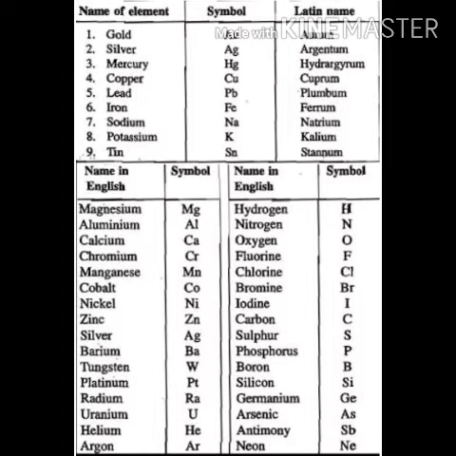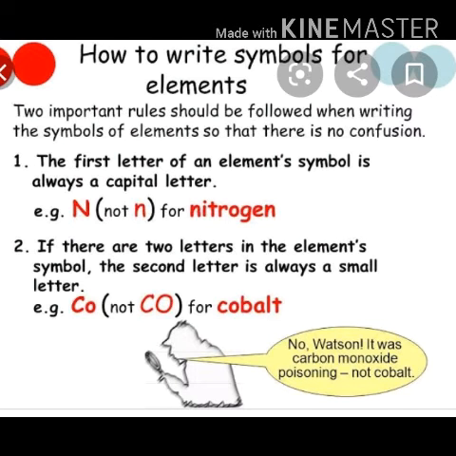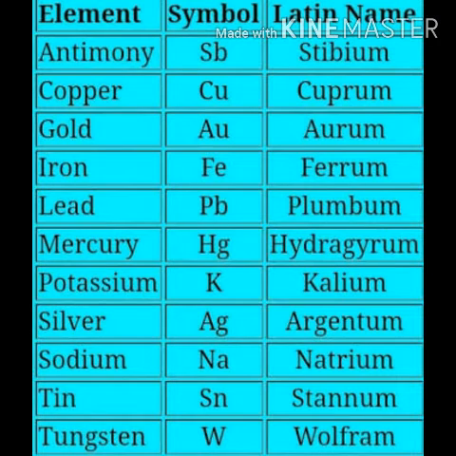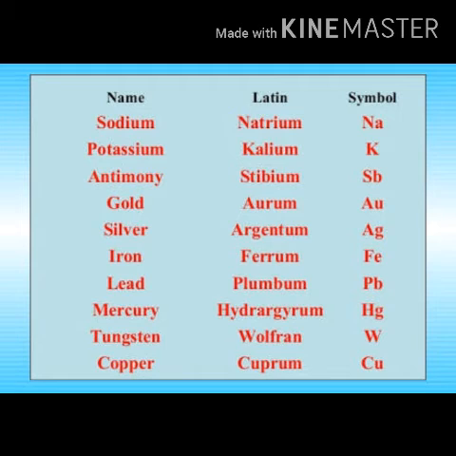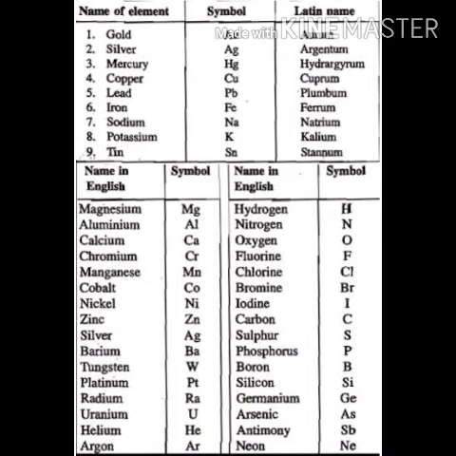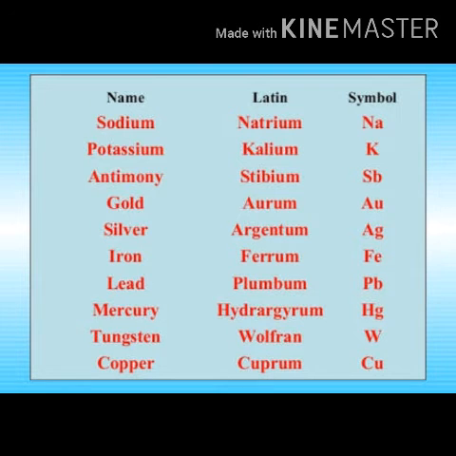For example, copper is Cu, which comes from the Latin name. Calcium is Ca. Cadmium, Cd. Chlorine, Cl. Cobalt, Co. In some cases the English name and the Latin name of the element are different, and the symbols are derived from the Latin name. I just repeated this one, cuprum, copper. Potassium is K. Similarly the Latin name of gold is aurum.